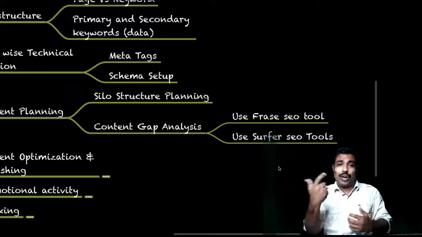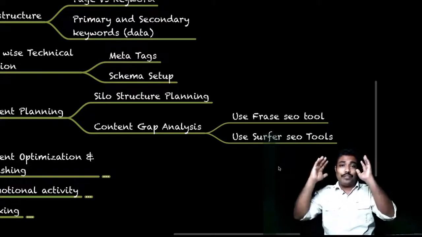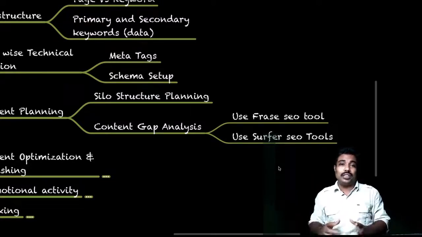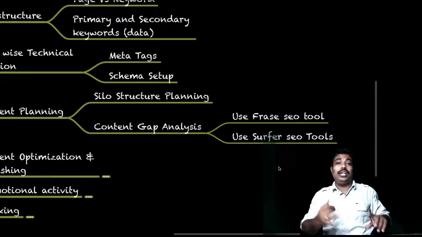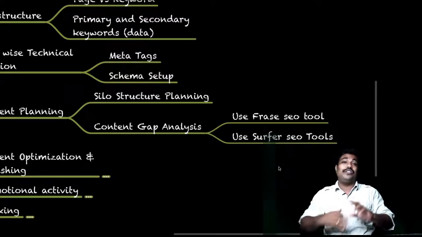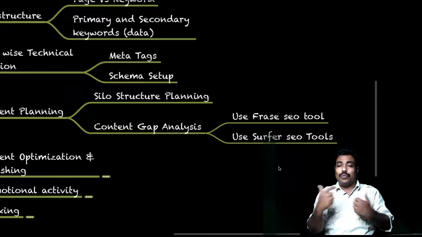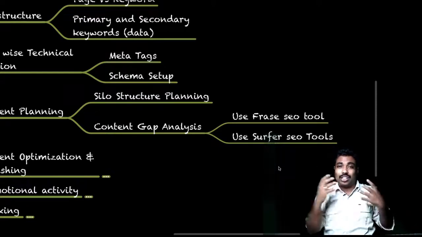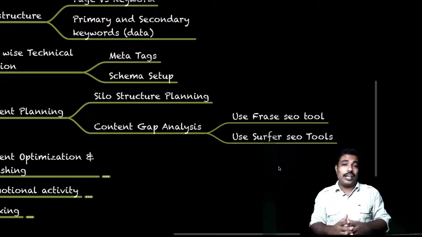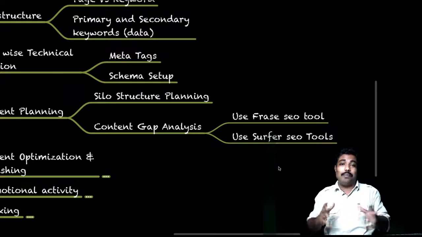Whenever we try to rank for a keyword, we analyze the top 10 to 20 results: how many words they are using, how many times the keyword is repeated, and what different types of keywords they are using. For this we use Phrase or Surfer SEO. These are the tools we use to find the content gap and optimize our content based on those gaps.